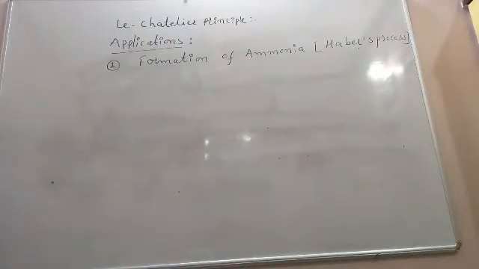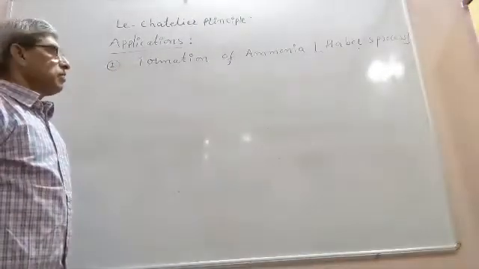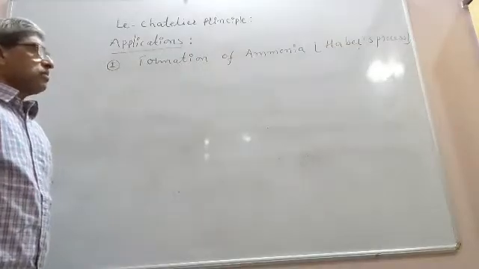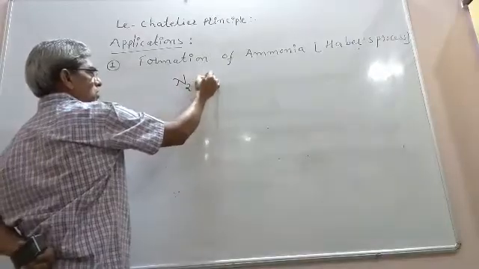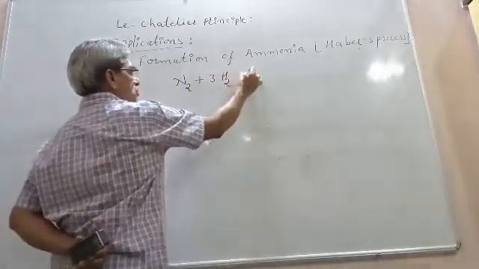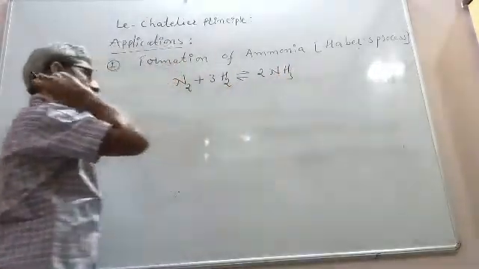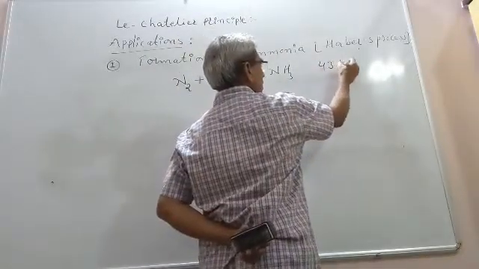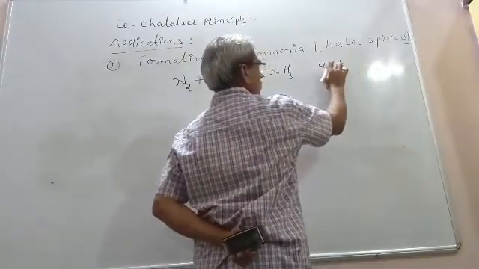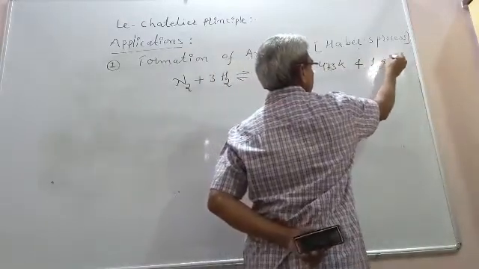Now our aim is to form ammonia in industry, right? The Le Chatelier principle is used. Therefore this is the first application. Consider this reaction, N2 plus thrice H2 gives twice NH3. The reaction is carried out in a closed vessel at 473 Kelvin and 1 atmospheric pressure.